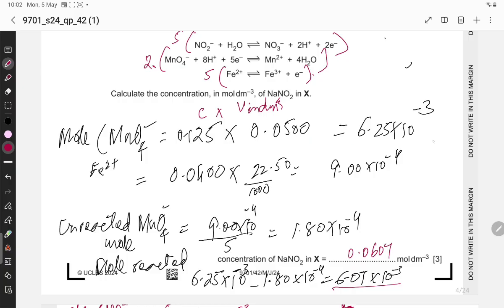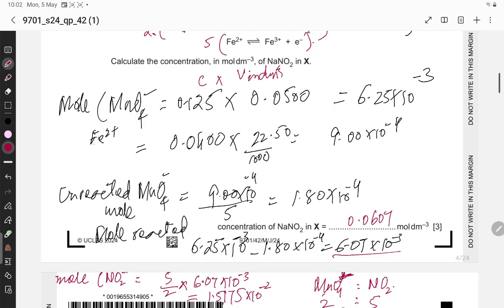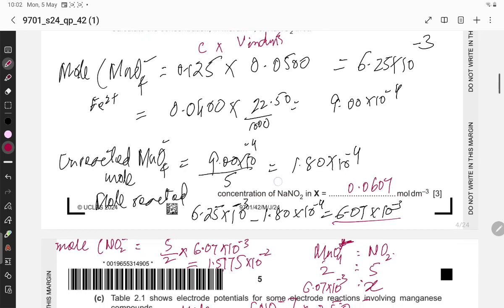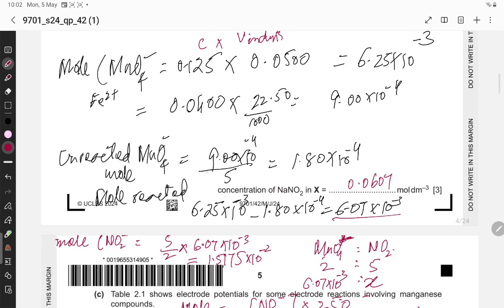0.125 times 0.0500 gives 6.25 × 10⁻³. Moles of iron is 0.0400 times 22.50 divided by 1000, which is 9 × 10⁻⁴. So the manganate ions are in excess and this is limiting. Unreacted manganate ions is this divided by 5, which is equal to 1.80 × 10⁻⁴.